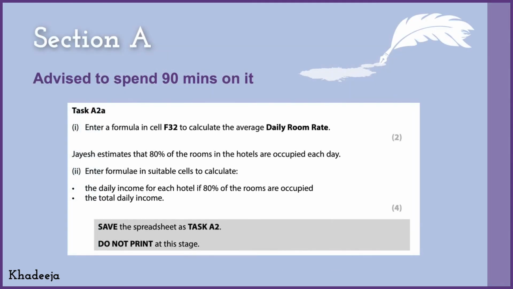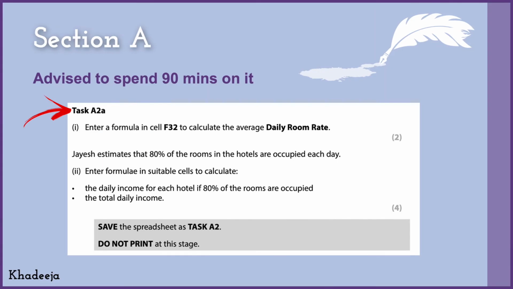Then there are 2 sections, so section A and section B. Let's look at section A first. Section A, you're advised to spend 90 minutes on it. That's what it says on the paper as well, so you should spend 90 minutes on section A. Let's look at some questions now. Okay, so as you can see, task A2A. So this is a sample question for a spreadsheet. So task A over here is concerned with spreadsheet. Now, it's not always like that. It's not always that task A is a spreadsheet question.